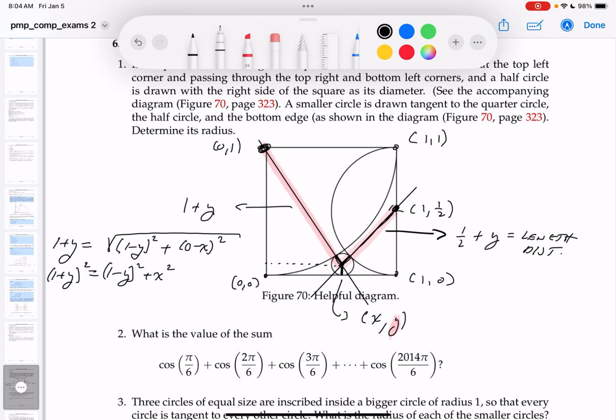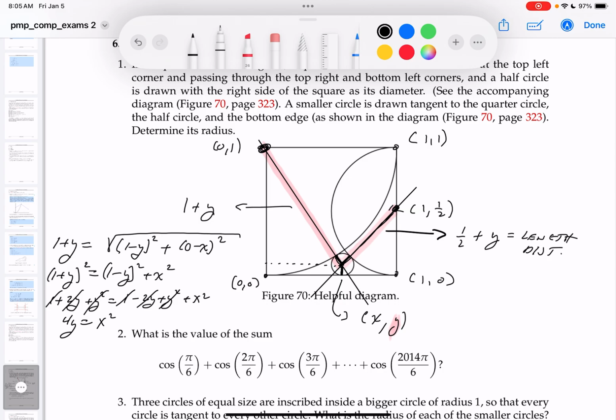I'm going to simplify that, and I get 1 plus 2y plus y squared. This is going to be 1 minus 2y plus y squared plus x squared. Well, the 1s disappear. I get 4y. The y squareds disappear, and I get x squared. So what do I know? I know 4y is equal to x squared, by the way.